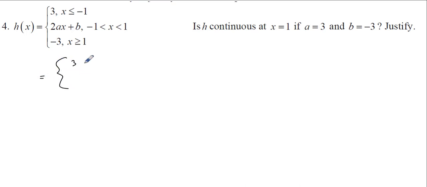Okay, so it'd be 3 if x is less than or equal to -1. And if a is 3, that'd be 2 times 3, so 6x, and then plus b, which is -3. So 6x - 3 if -1 is less than x less than 1, so if x is between -1 and 1. And then we've got -3 if x is greater than or equal to 1. Okay? Now let's evaluate h at 1.